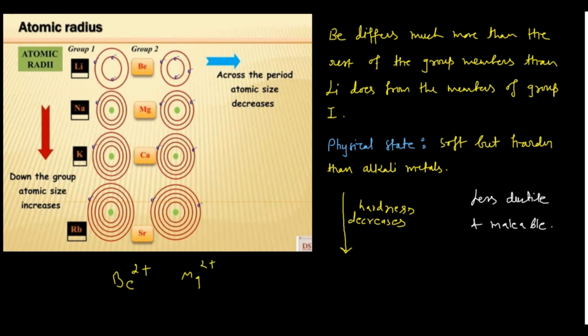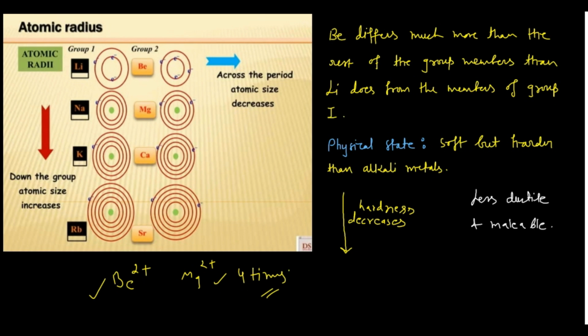So basically, magnesium is 4 times greater in size than beryllium. That means beryllium is extremely small. This much difference in size is not there in the case of lithium and sodium. That's why beryllium significantly differs from the rest of the members of the group.